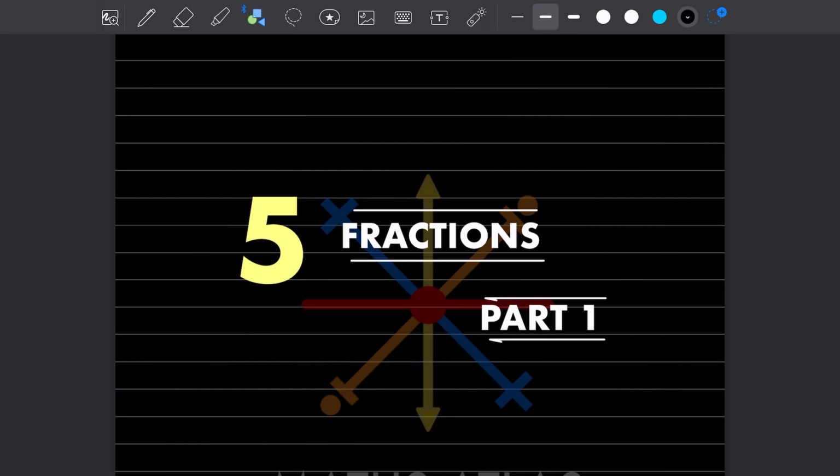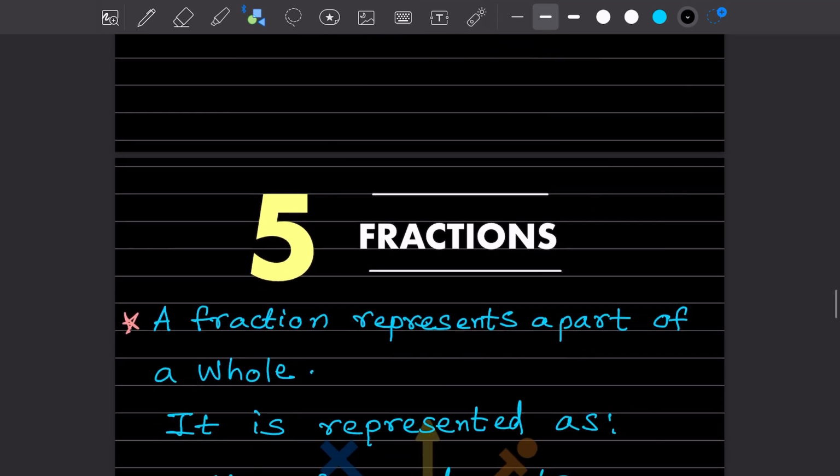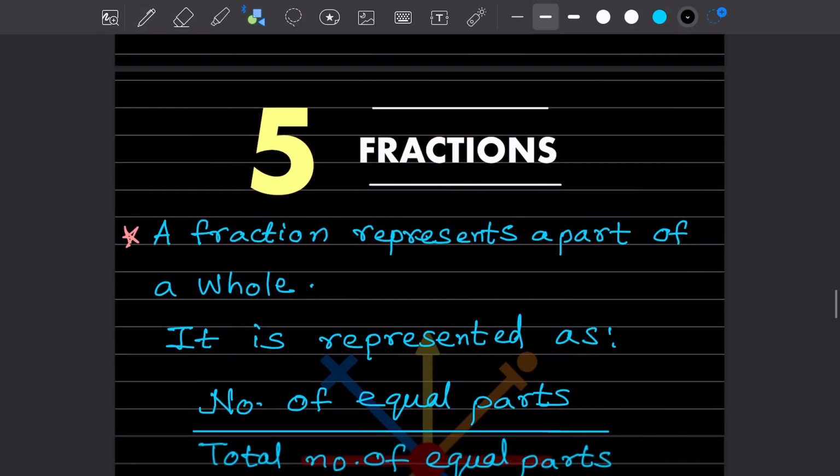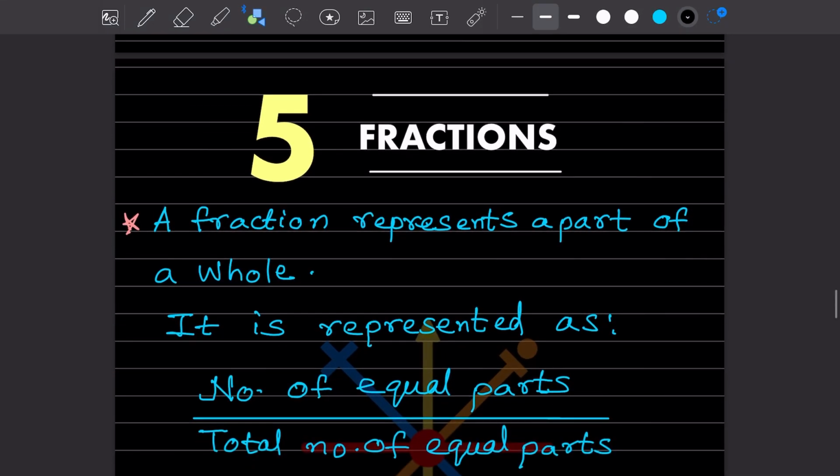So this is the first part of a new chapter, that is fractions. So let us see some points first. What are fractions? Many of you must be aware of it, but those who are fresh to it, those who are aware can revise it, and those who are fresh can concentrate on the points first. Now, what does it say?